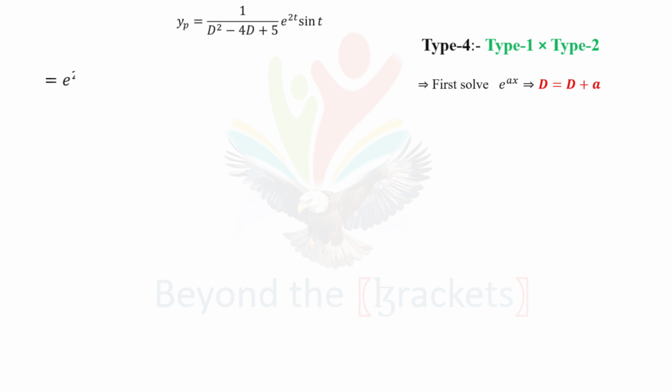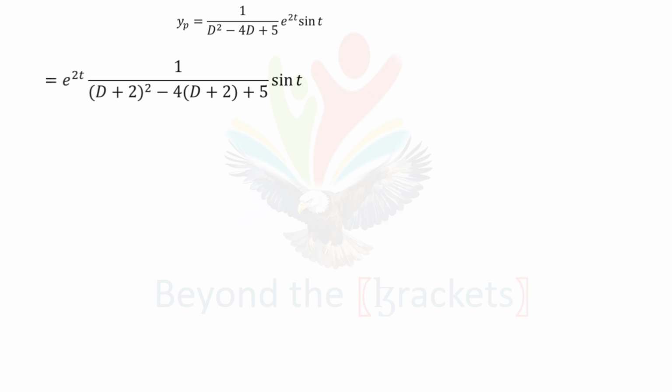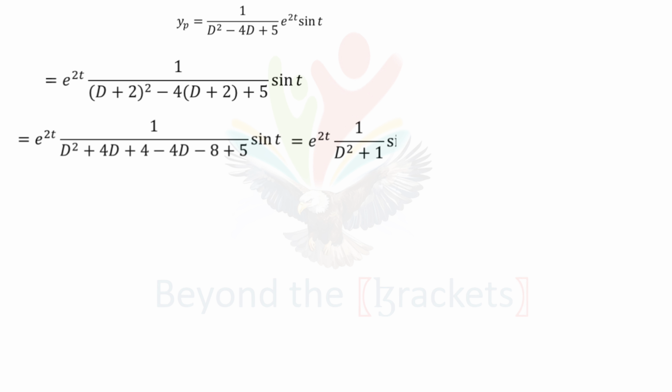So we get 1 by (D plus 2) whole square minus 4 into (D plus 2) plus 5. (D plus 2) whole square can be written as D square plus 4D plus 4, and the other term is minus 4D minus 8 plus 5. Simplifying this, we get D square plus 1. Solving for sin t, which is type 2, we replace D square with minus a square, where a is 1. So we get 1 by minus 1 plus 1, which becomes 0, that is a case of failure.